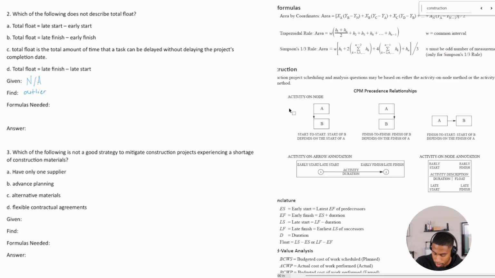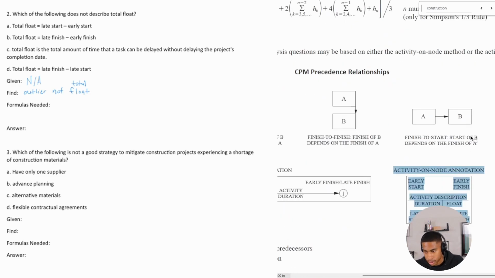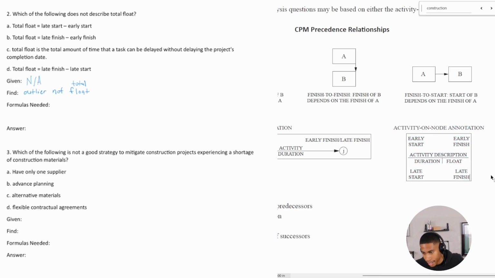Which one does not describe total float. Total float. Okay. What are the formulas we need? Well, we definitely need a formula, but it's not really clear, right? So I would say that this thing I highlighted in blue, we could say we need that, right? But in this particular example, we're not given any nodes and we're not given any visuals to tell us anything, right? So that's not going to help us. So what is float? We definitely need to have some prior knowledge.